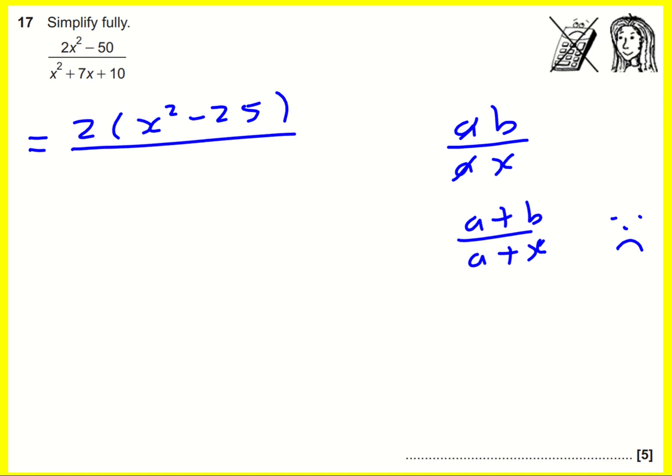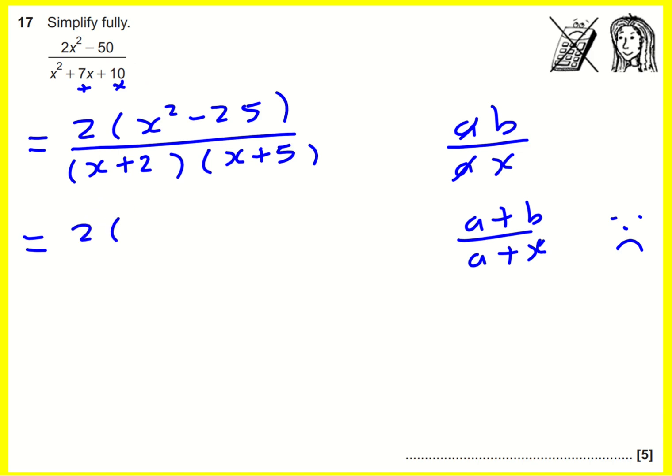So I've partially factorized. I've not actually finished this because I will need to factorize x squared minus 25 in a minute. But this is just my first step, and then I'm going to try and factorize the bottom. Two numbers that multiply to give 10 and add to give 7, that's 5 and 2, so it's going to be x plus 2, x plus 5. It still doesn't cancel out, there's no common factor on both.